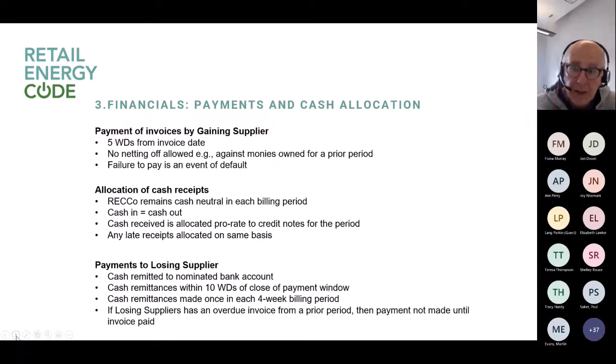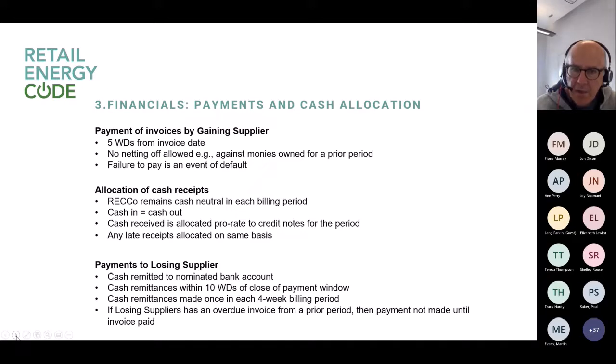Consequently, there will be no VAT on those invoices that you receive. So the charge will be the volume multiplied by the MSC without VAT on it. When the payments are made, the intent is that RECO remains cash neutral in this respect. So money paid into the scheme will be equivalent to the money paid out of the scheme.